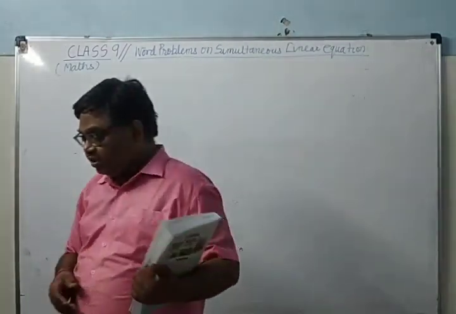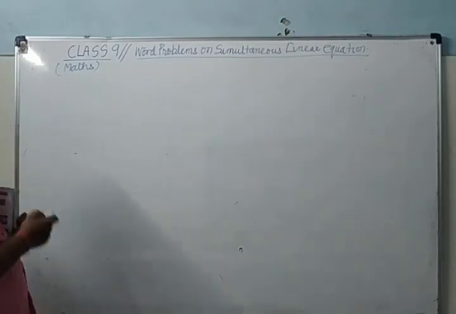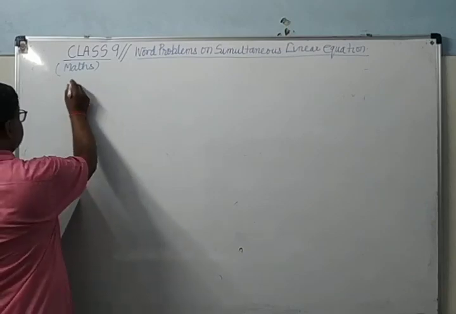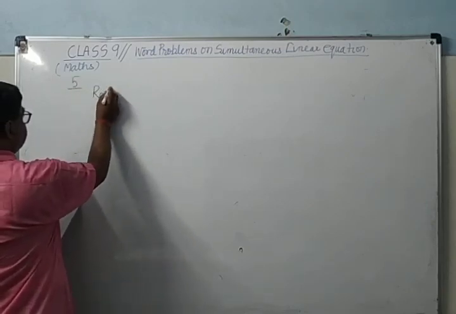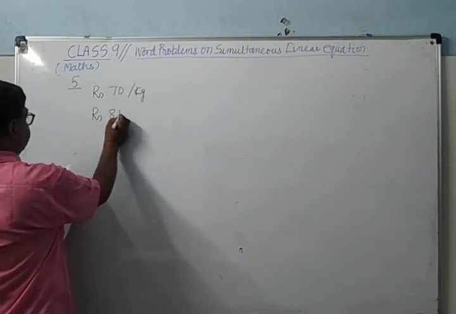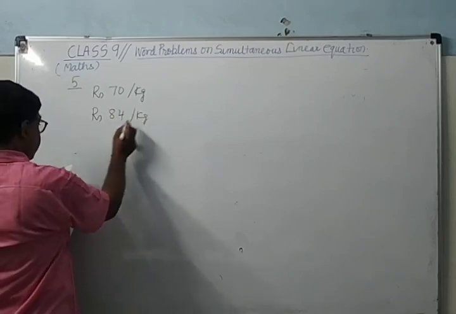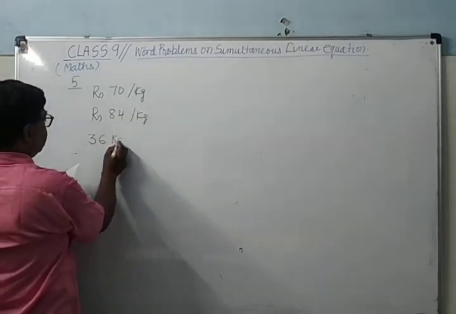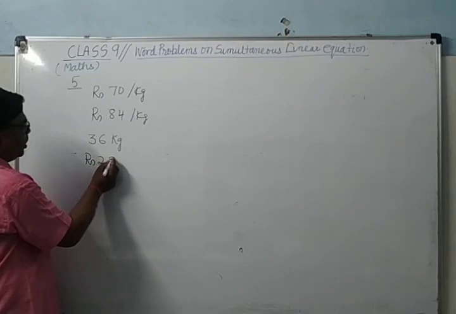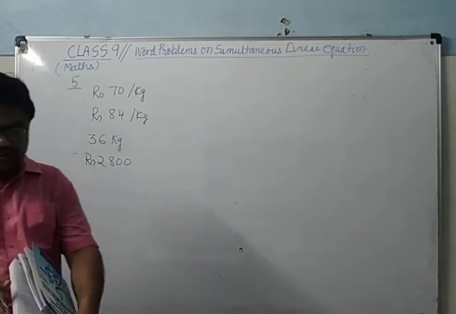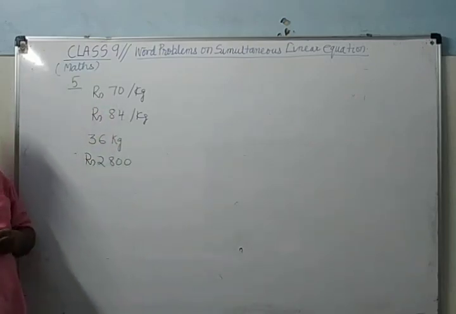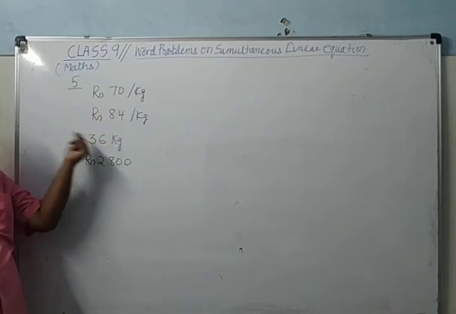It's clear? Means here in this question there are 2 types of sweets. One is costing rupees 70 per kg, and other is costing rupees 84 per kg. And they have purchased total how much sweet? 36 kg. And what is the total cost of this? Rupees 2800. Some kg they have purchased of this type and some kg they have purchased of this type. But the total sum of both kgs is equal to 36.